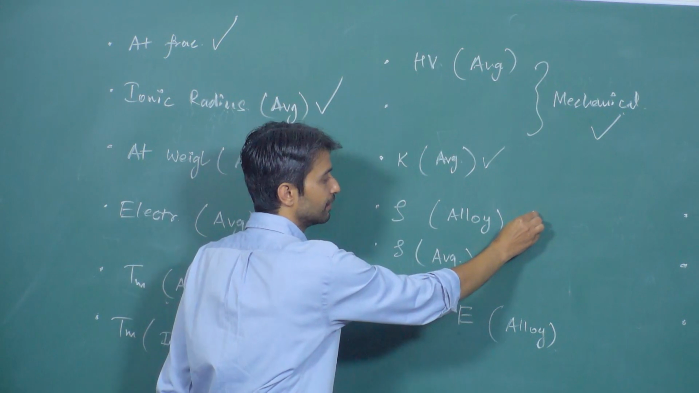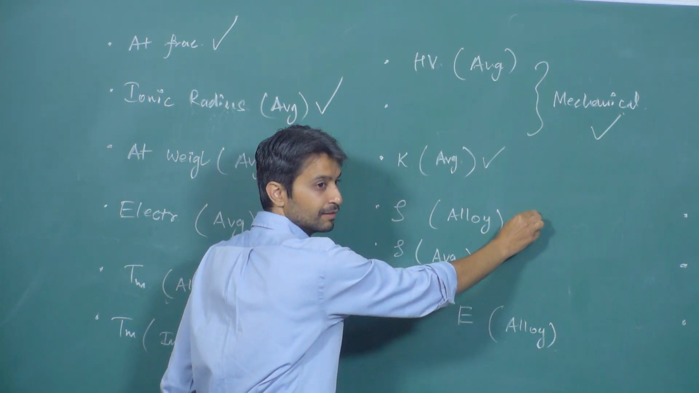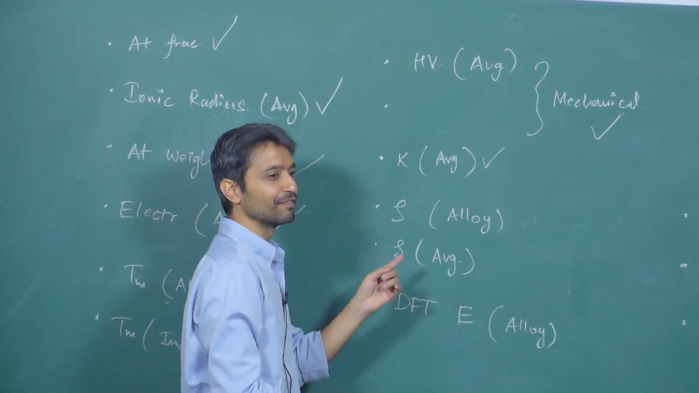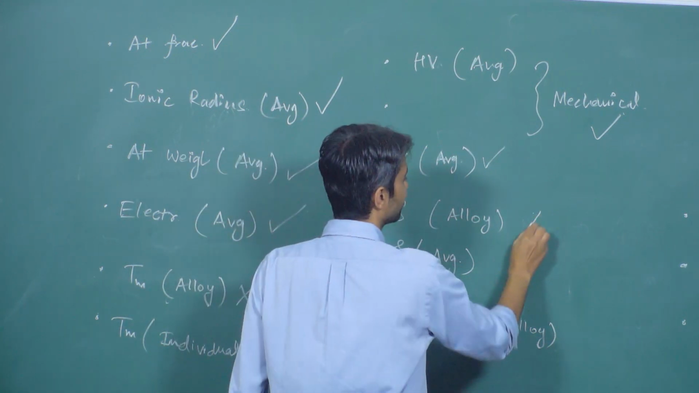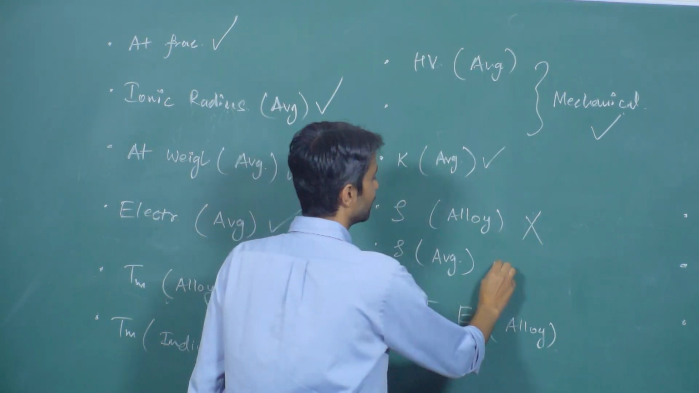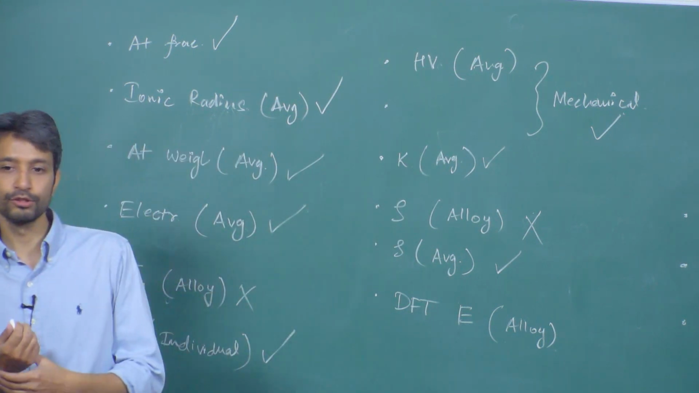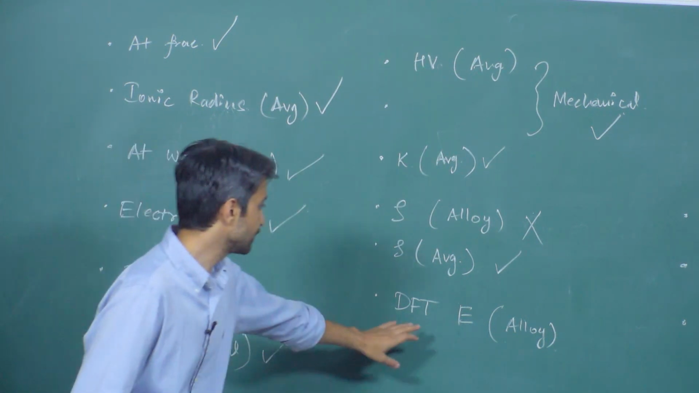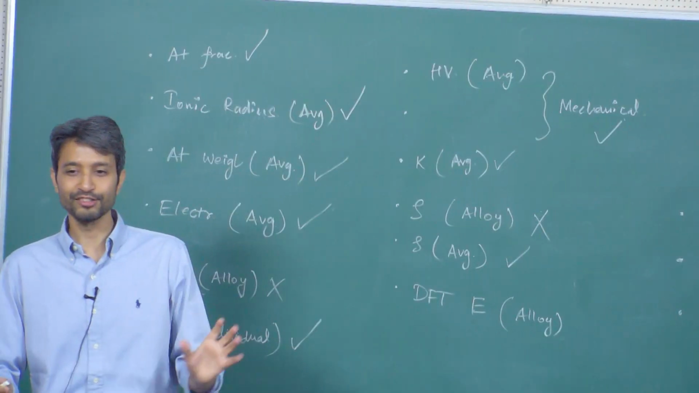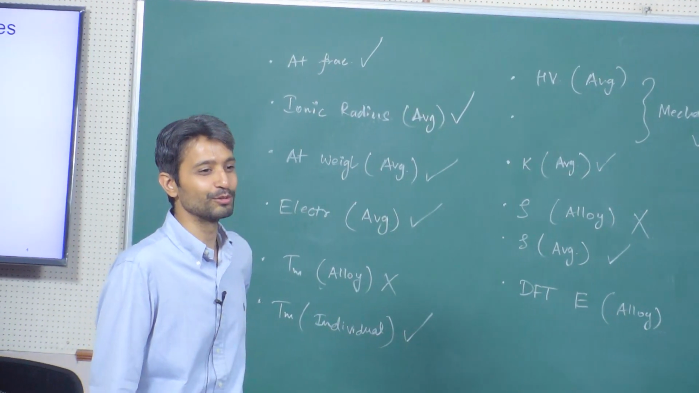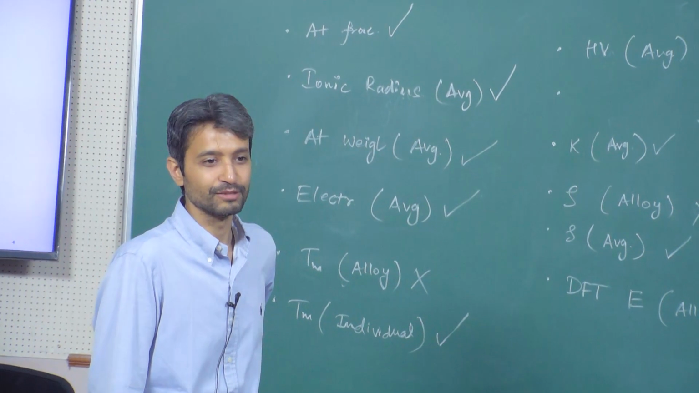Density of alloy, not available, right? In most cases, it will not be available. Density of individual elements available. DFT energy, so that is a good thing to consider. So what do you think? Is it a good property or not?